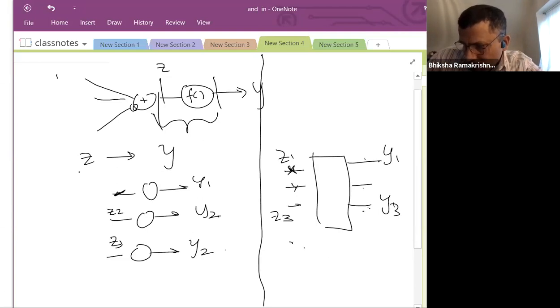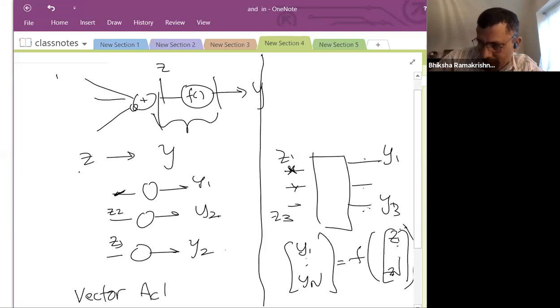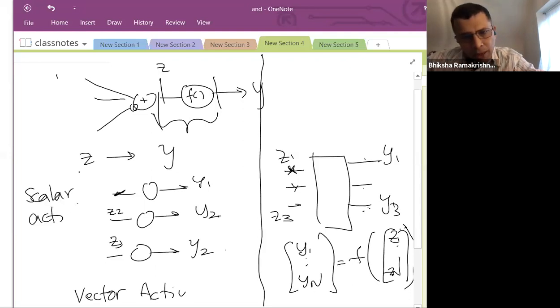So here, the correct way for me to write it is y1 through yn is some function of z1 through zn. So this is what I will call a vector activation, whereas this I will call a scalar activation. And so you can also have vector activations of this kind.